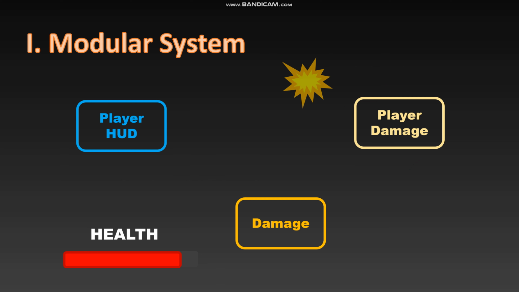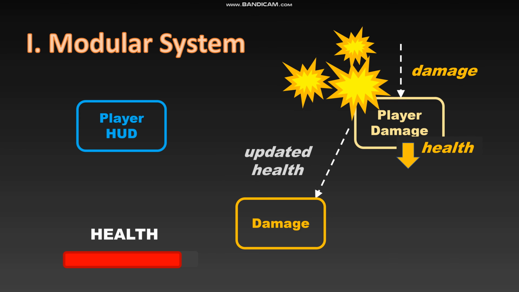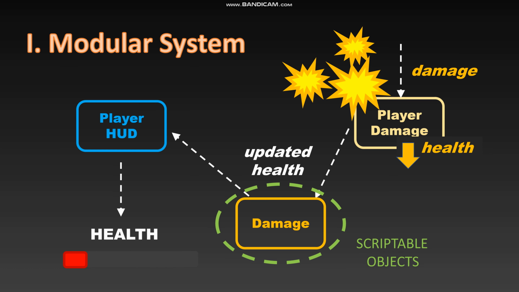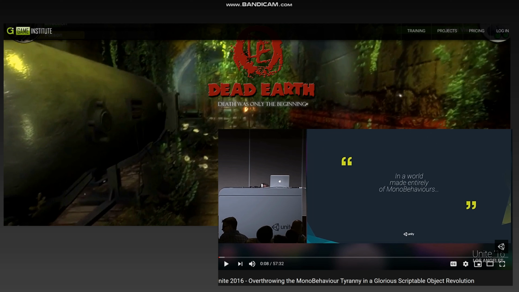What if there was a way instead to centralize the health data needed by both the player damage system and the player HUD? Well, that's exactly the approach that I'm using, and the magic of that operation is provided by something called scriptable objects. Now, I'm not the first person to talk about scriptable objects in this way. In fact, it originally comes from a Unite 2016 conference and has been implemented to great effect in the Dead Earth tutorial series on GameInstitute.com.